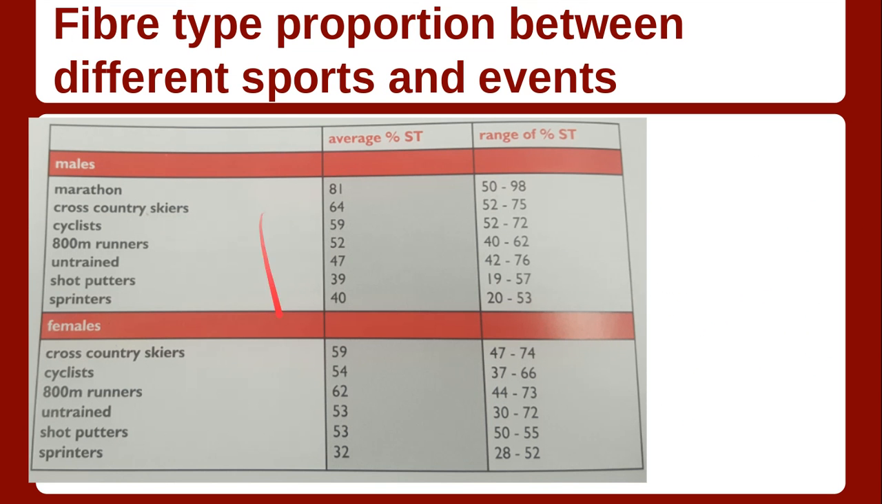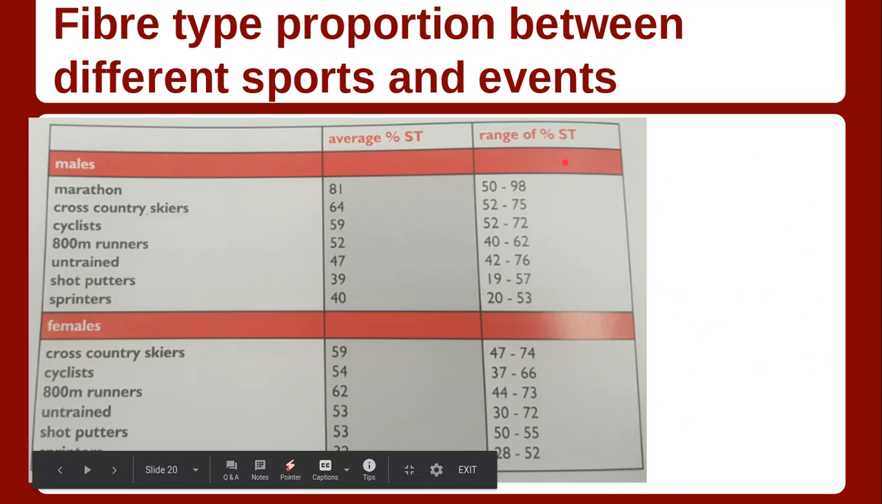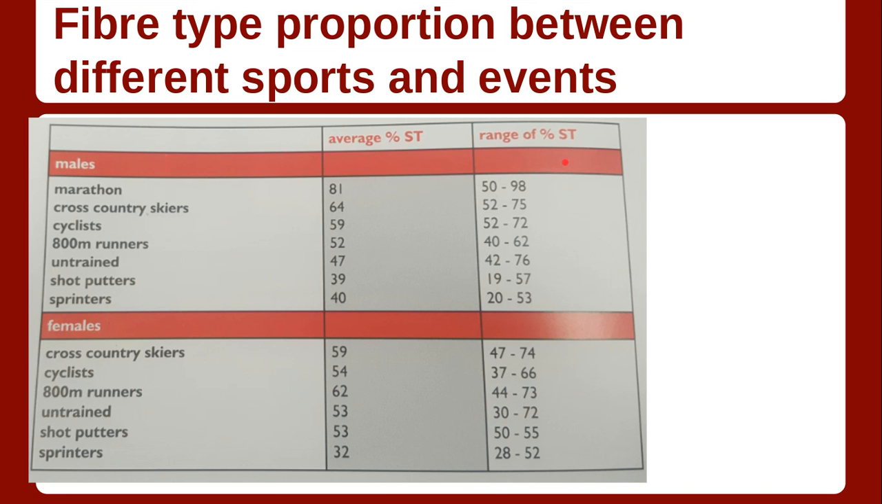So just to put it into perspective here again, thinking about the percentage of different fiber types in different sports people. Marathon runners have predominantly slow twitch fibers, and things like sprinters have a low percentage of slow twitch fibers. If you want to pause and have a little look at that table, it shows you the individual differences and comparing between males and females as well.